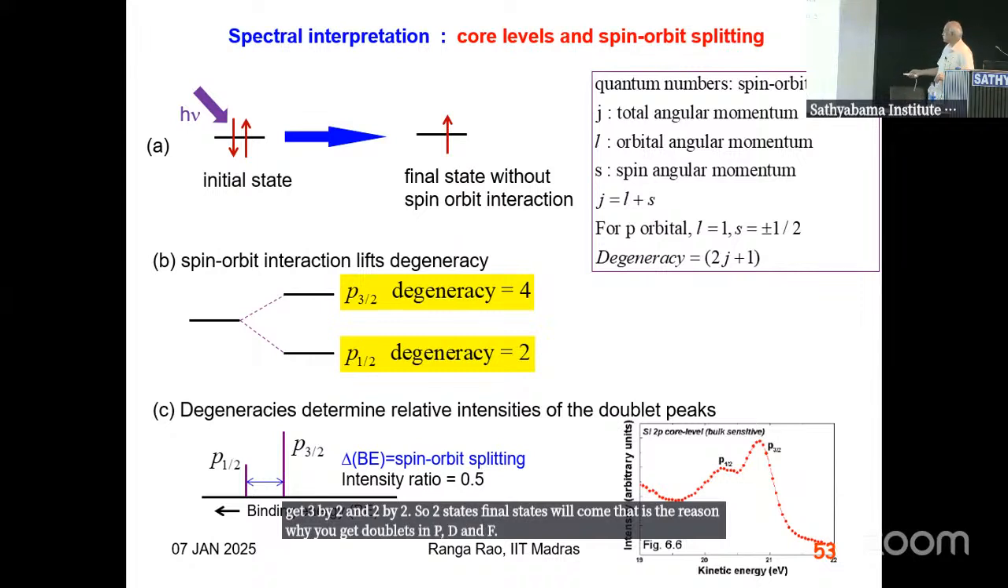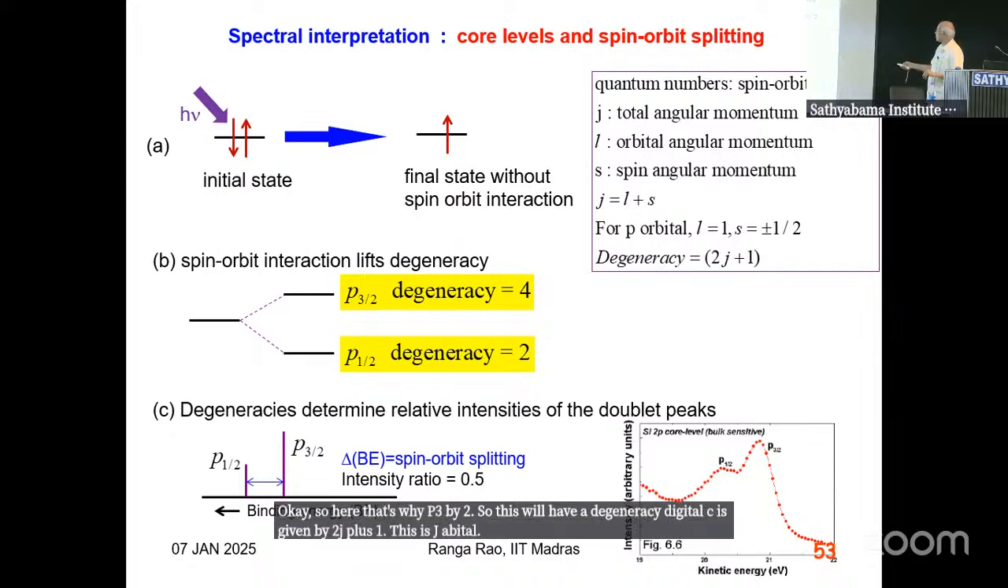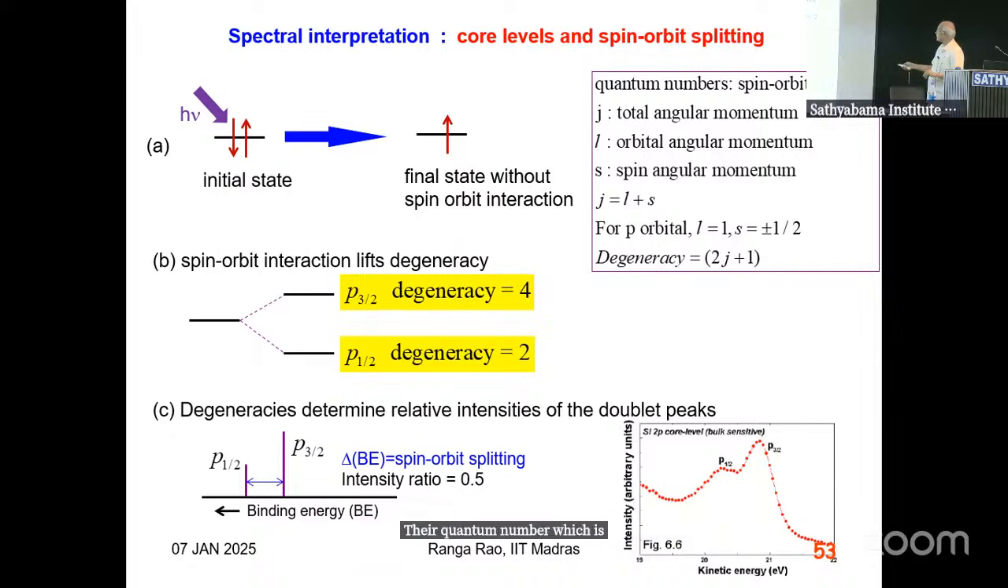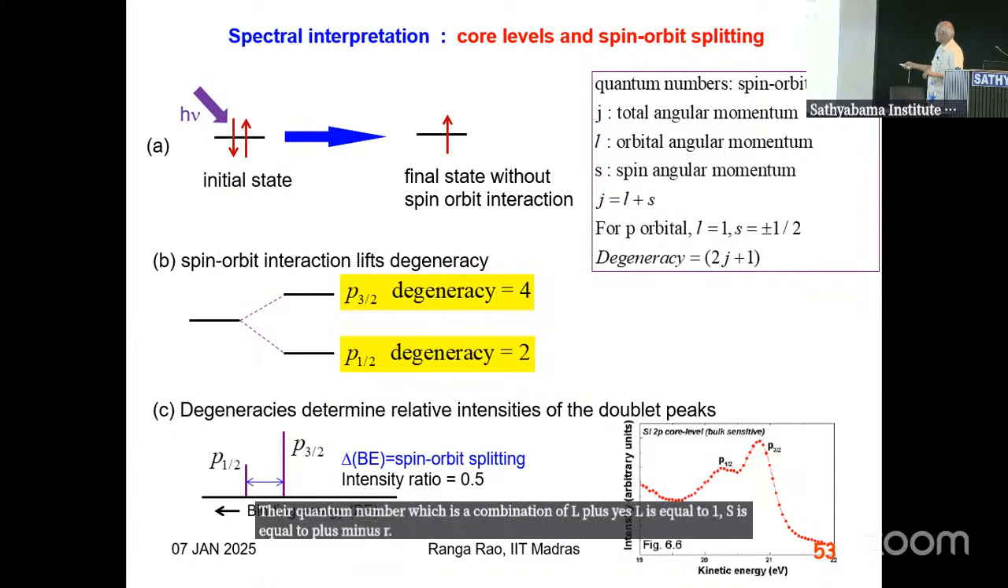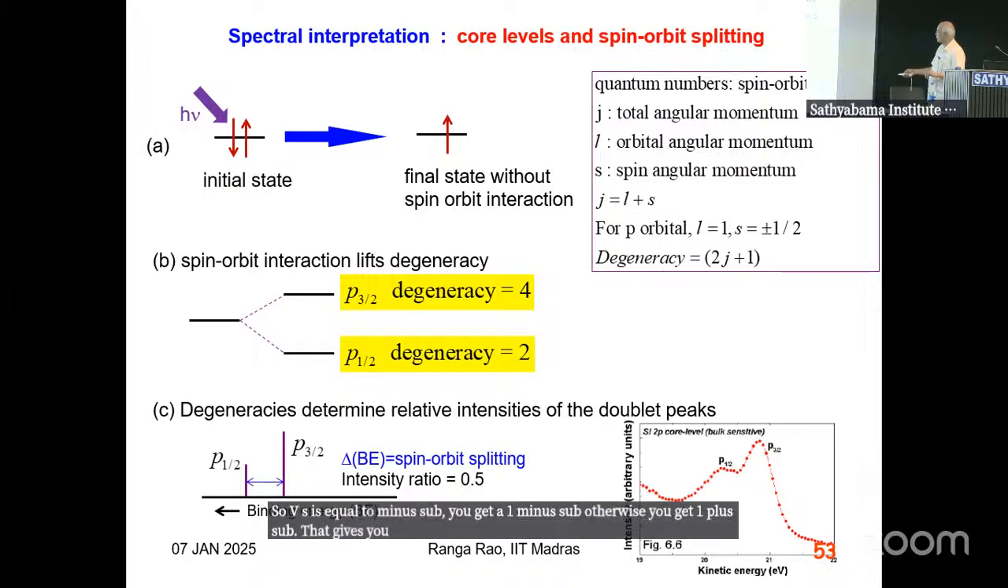Okay. So here that's why P 3/2. So this will have a degeneracy. Degeneracy is given by 2J plus 1. J is the quantum number, which is a combination of L plus S. L is equal to 1, S is equal to plus minus half. So if S is equal to minus half, you get 1 minus half. Otherwise, you get 1 plus half. That gives you 3/2 and 1/2.